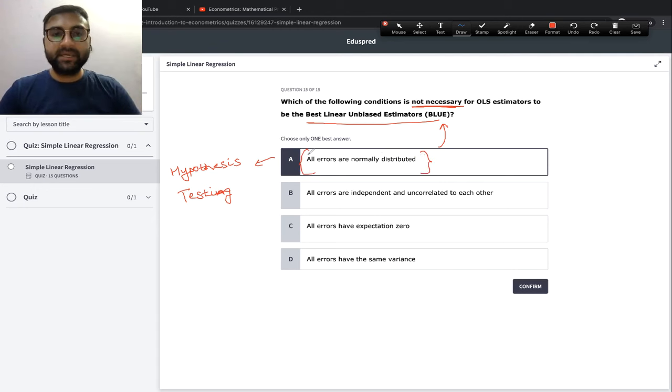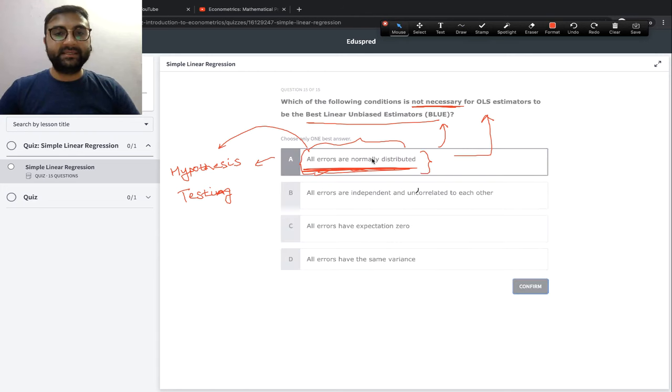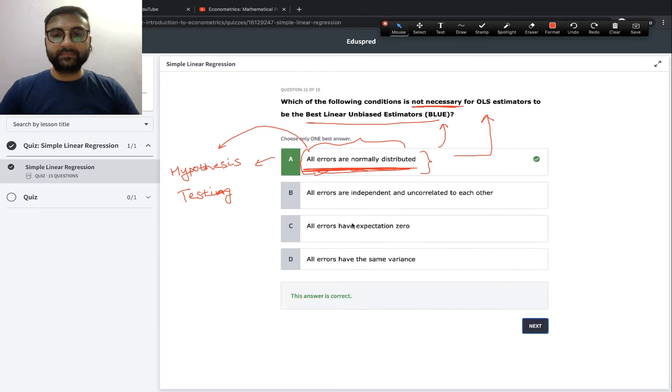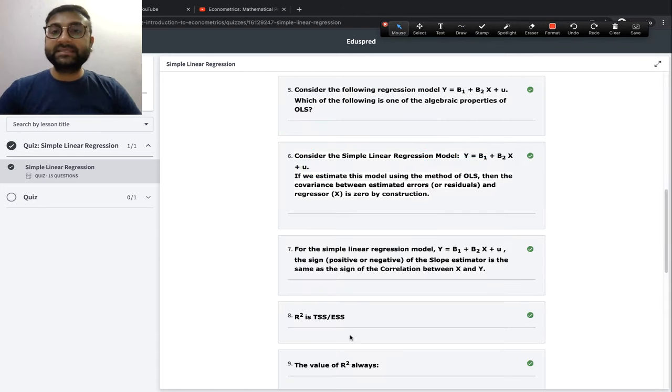And you know, this assumption is not even necessary if you have a large enough sample size, then you can just work without this assumption. But even if you are taking this assumption, it is not to make sure that OLS estimators remain BLUE. The only importance this assumption has is in the hypothesis testing part. So the right answer is going to be part number A. This assumption is not necessary for OLS estimators to be BLUE. And let's confirm the answer. And that's it. We are done with the quiz.